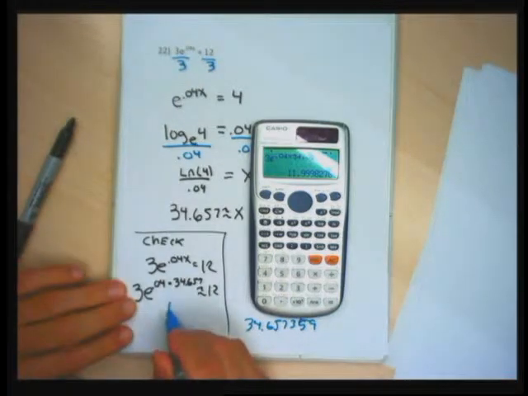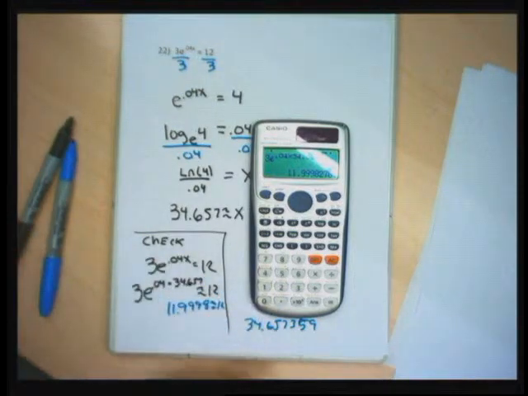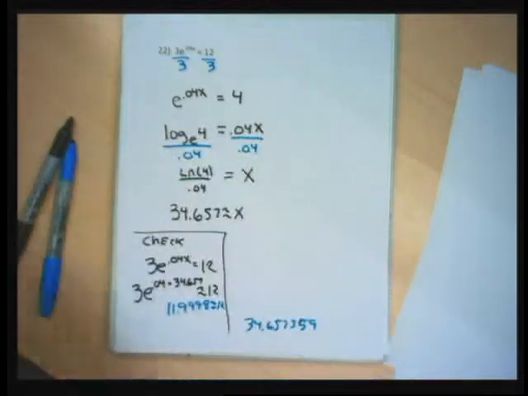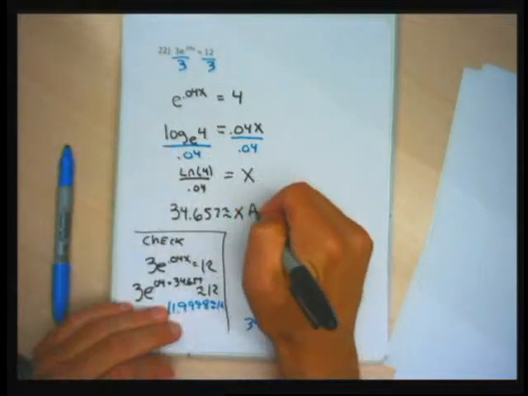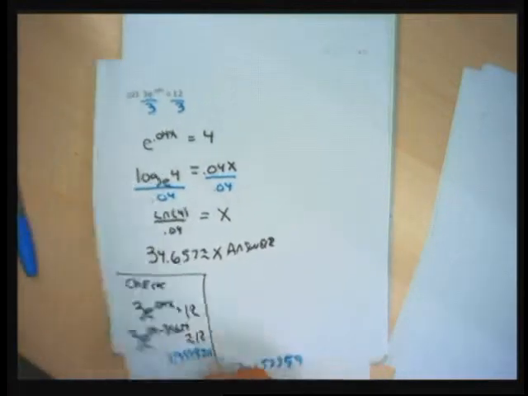That gives me 11.9998, which is approximately 12, and I feel good enough about that that I'm not even going to check the longer decimal answer. So this is what I'd write for my answer to problem 22. Move on to 24. Same style of problem.